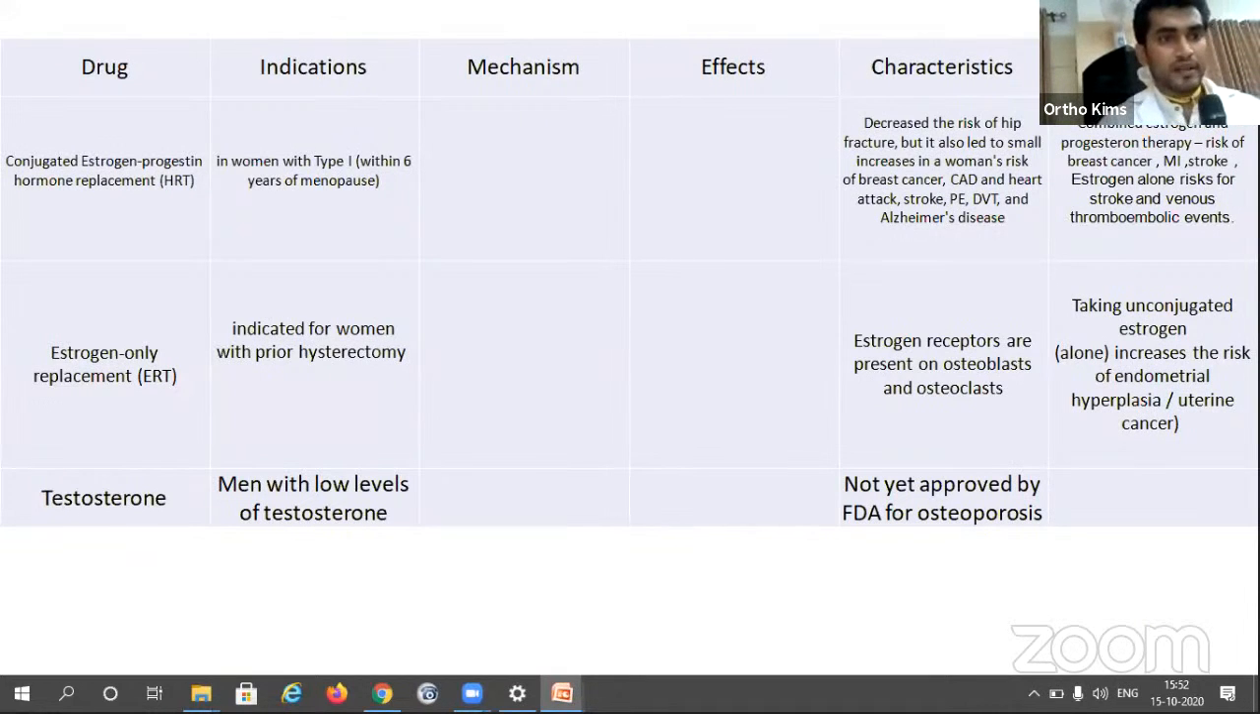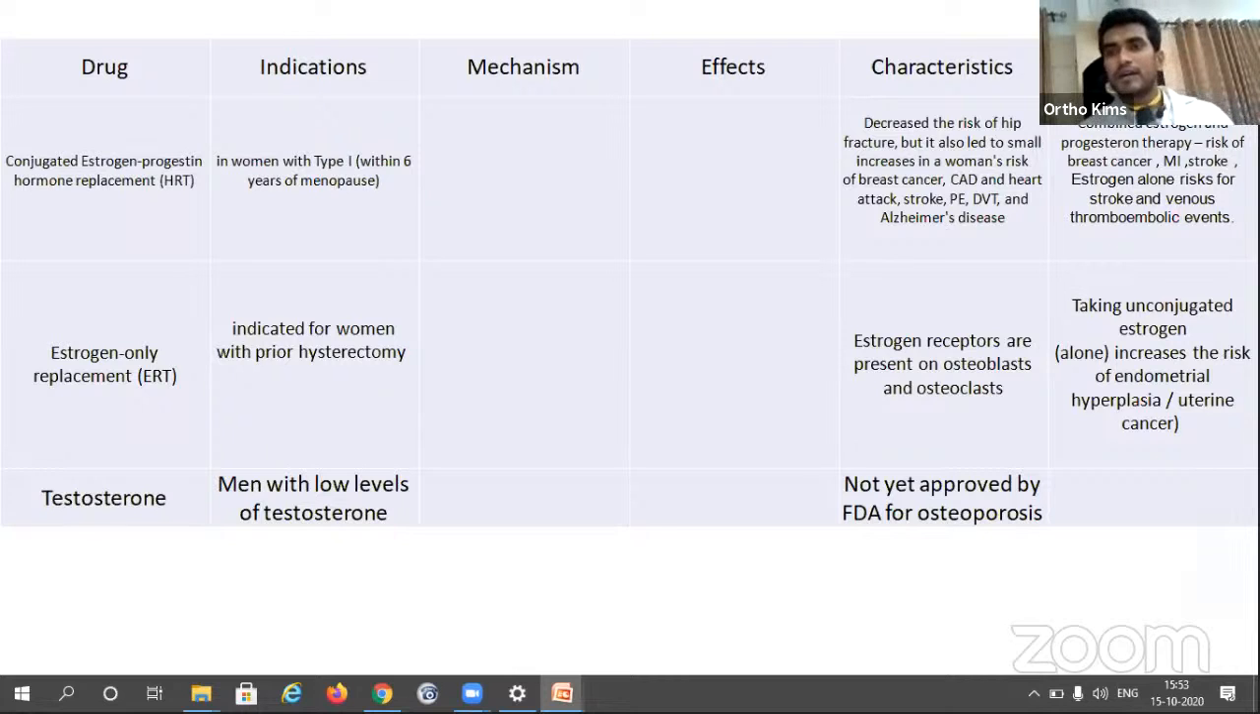Conjugated estrogen progestin hormonal replacement, that is HRT. It's indicated in women with type 1, that is within 6 years of menopause. Characteristics are it decreases the risk of hip fracture, but it also led to a small increase in the women's risk for breast cancer, heart attack, stroke, DVT, and Alzheimer's disease.